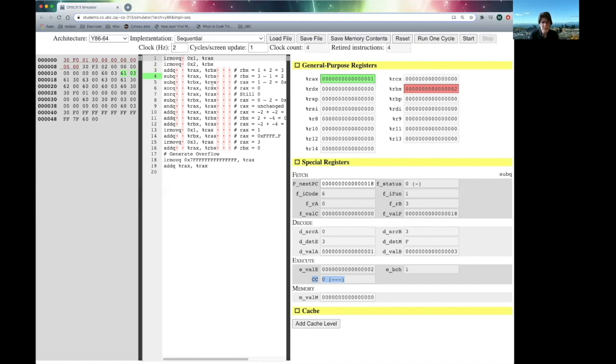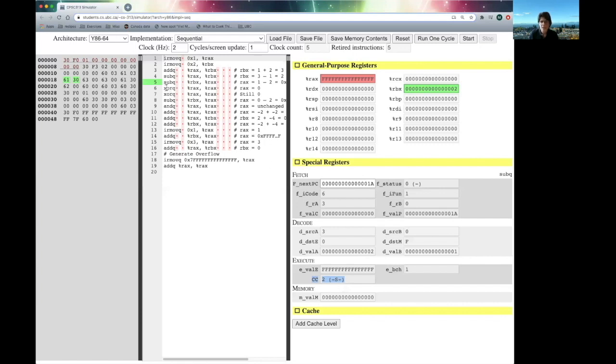Now, let's see what happens if we subtract RBX from RAX. So RBX is 2, RAX is 1. We'd better get a -1. So let's run a cycle. And sure enough, RAX is full of F's, which is the 2's complement representation of -1. And notice that down here on the condition codes, our sign bit is set, indicating that the prior instruction produced a number whose value is less than 0.